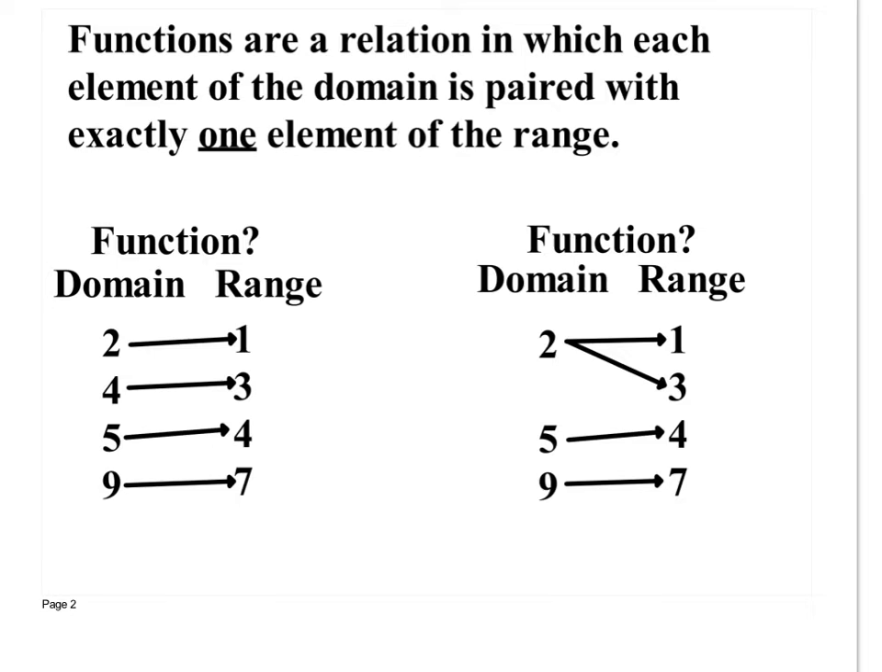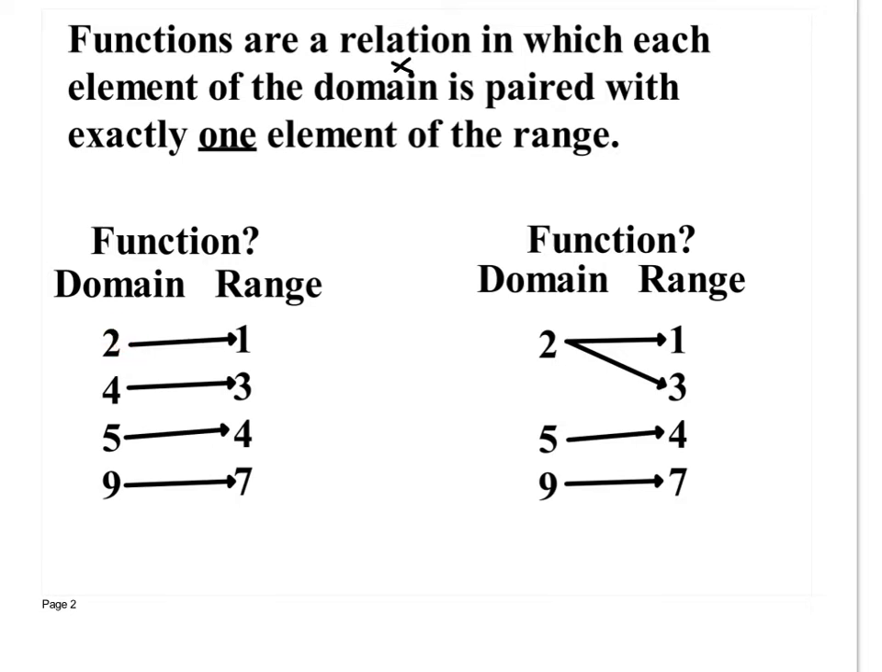So each x-coordinate, your domain, remember, is your x, or your input, or your independent variable, can only be paired with one of the range. It cannot be paired with more than one number. So let's look at this first example. Your domain, 2, 4, 5, and 6 is paired with your range here. Is your domain paired with more than one element of the range?